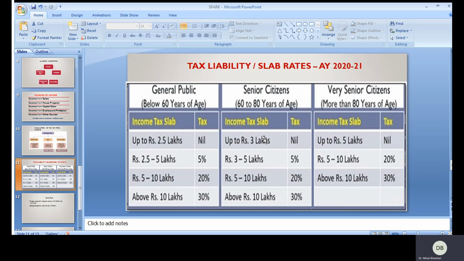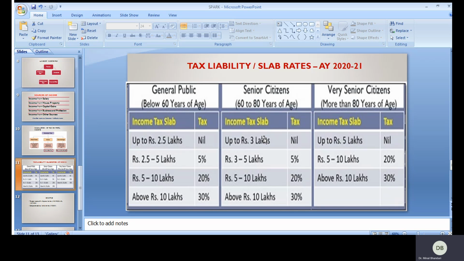First we will see the income range for the general public. Up to rupees 2.5 lakh, if any person is earning income, then he need not pay any tax. His tax liability will be nil. But if he is earning more than 2.5 lakh, that is 2 lakh 50,000 to 5 lakh limit, then he is liable to pay tax at 5%.